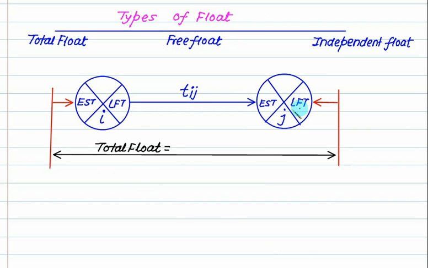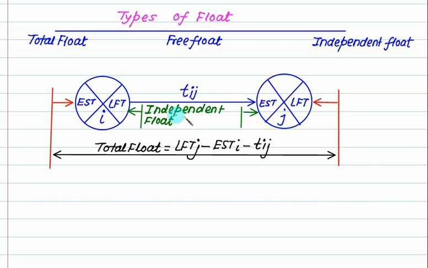Total float is given by the latest finish time of the jth activity minus the earliest start time of the ith activity minus the duration, that is Tij. That is the technical definition of total float. The outer one is total float. This one is called independent float.